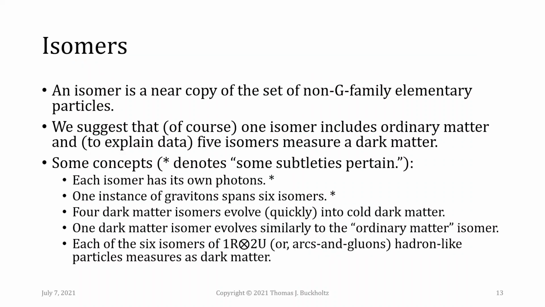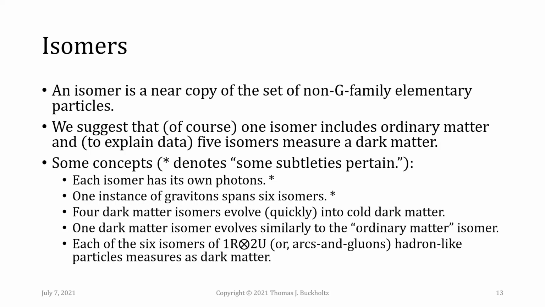My work suggests that nature includes so-called isomers of the set of all elementary particles except G-family particles. I associate, with each isomer, the stuff made from that isomer's elementary particles. The stuff associating with one isomer includes ordinary matter. I use the term isomer 0 to name this isomer. Isomer 0 includes some arc plus gluon hadron-like particles. Stuff made from isomer 0 arc plus gluon particles measures as dark matter.